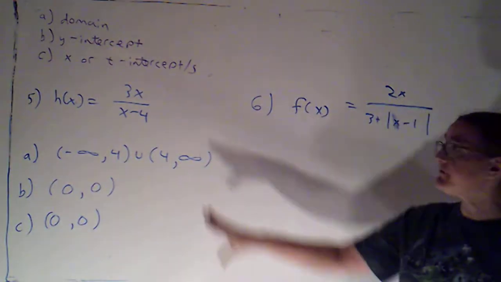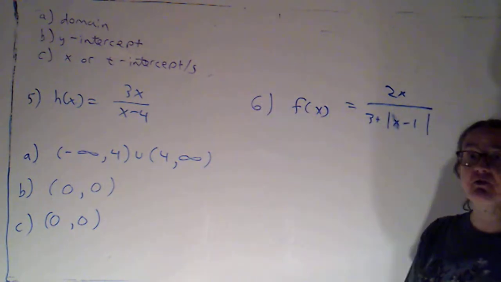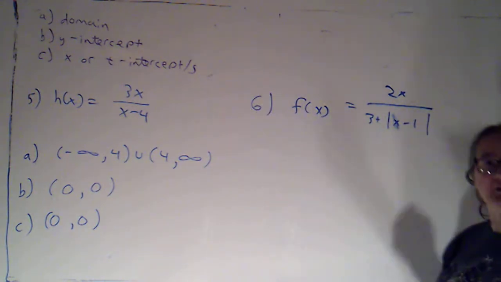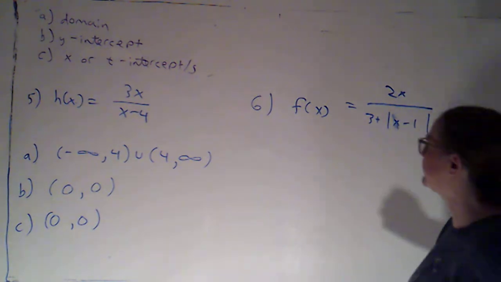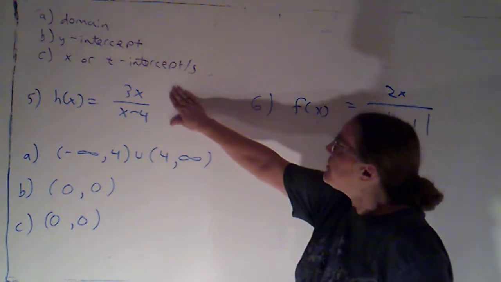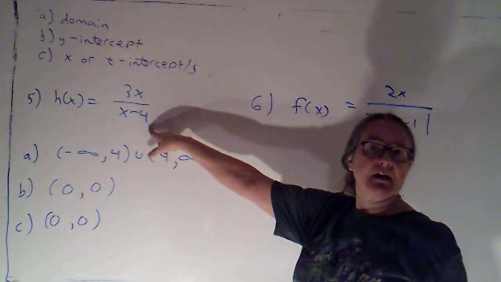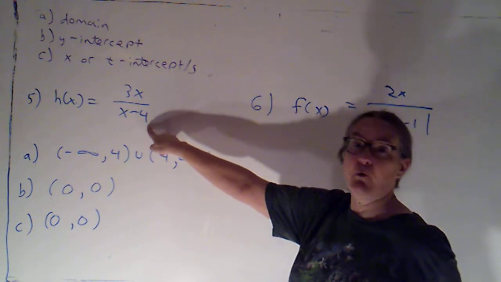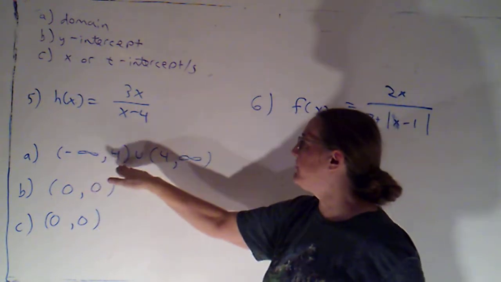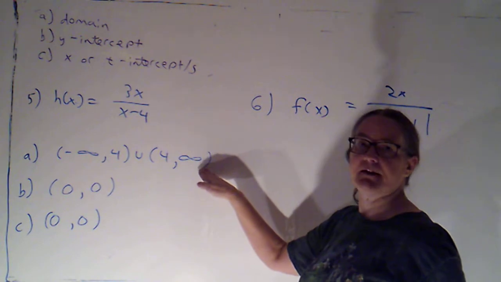I hope you've done the second part of 5 and 6. I've got the answers for 5 up here on the board. I'm just going to talk through them very quickly and then we'll work through 6 in a little bit more detail. So for the domain, the rule is the bottom can't be 0, so I can see x can't be 4. So my domain is negative infinity to 4, union 4 to infinity.